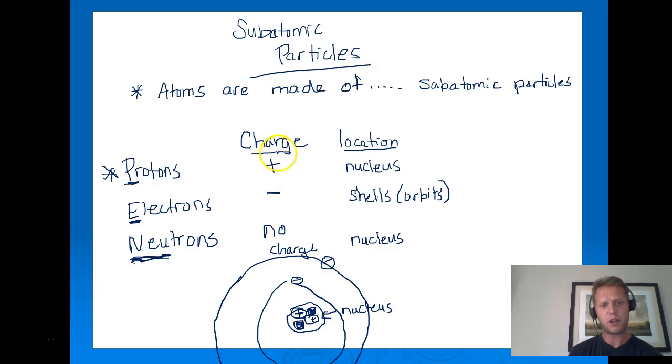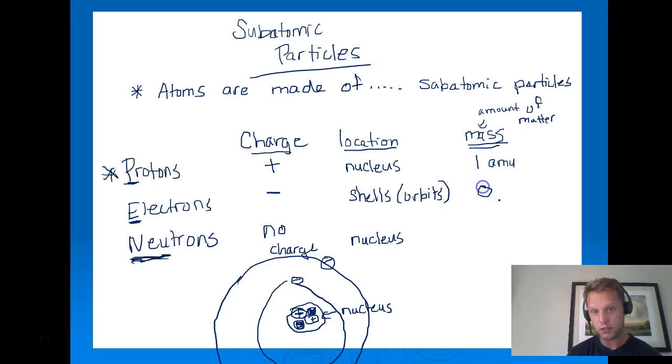Okay, so we've talked about charge, we've talked about location. Let's talk about mass. Now mass really means the amount of matter. This is going to be a weird definition. It's the amount of matter. It's really how much it weighs. You can think of it that way. And in the subatomic world, you can either weigh 1 or 0. Don't ask me why. It's just strange that way. Protons weigh 1 atomic mass unit. Don't worry about the AMU. They weigh 1. Electrons weigh 0.